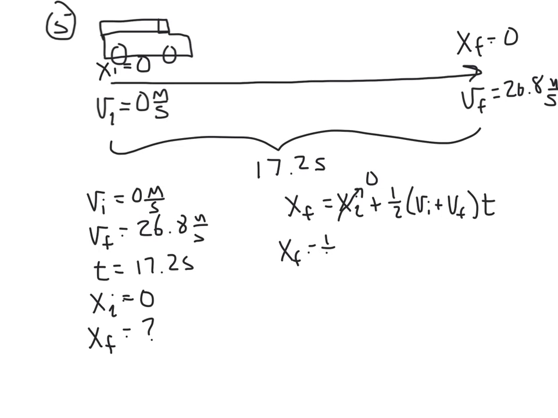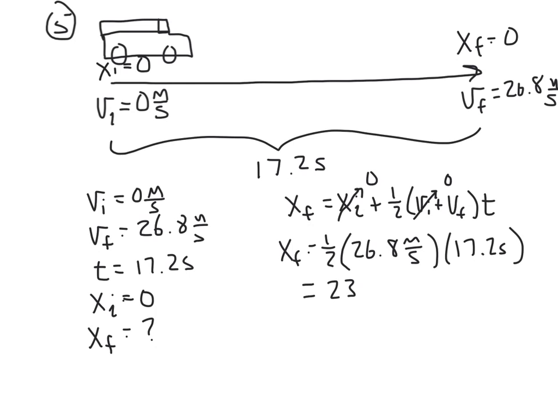So x final is equal to 1/2 times, don't forget velocity initial is also 0, velocity final, which is 26.8 meters per second. Don't forget that was 60 miles per hour we had earlier. I changed it. And our time is 17.2 seconds. And we find our final position after 17.2 seconds is going to be 230 meters. So the ramp needs to be 230 meters long.